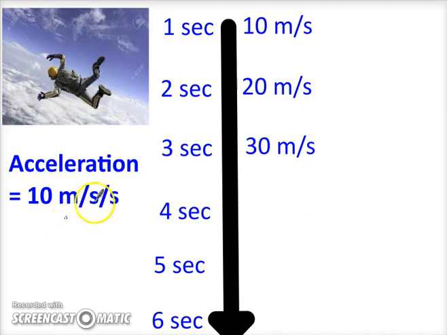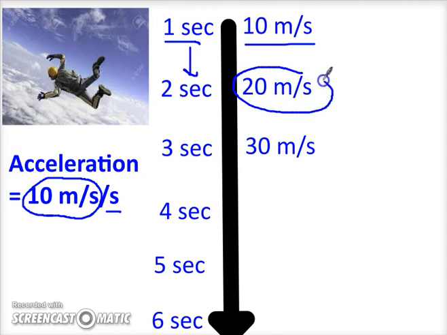Here's exactly what that means. It means that Henry will accelerate at a rate of 10 meters per second every second that he falls, which means that if Henry only falls for 1 second, he's going to reach a speed of 10 meters per second. But he will increase that speed every second that he falls. So if he falls for 2 seconds, then he will reach a speed of 20 meters per second because he's increasing his speed by 10 meters per second every second.